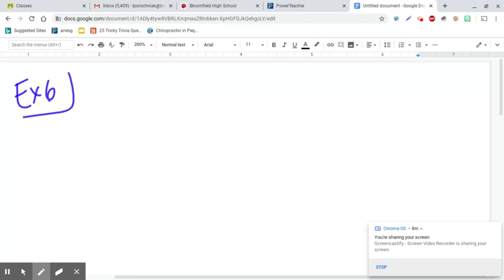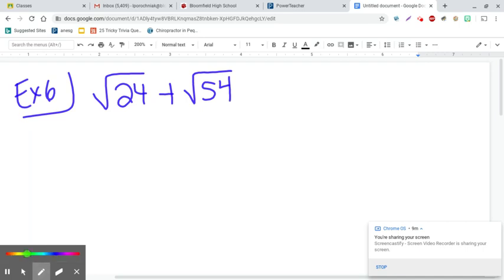Okay, we have radical 24 plus radical 54. Okay, that's what we're gonna do right here. All right, so the first thing we want to do is we want to break them down because neither of them are prime numbers. All right, so we're going to break down 24 and we're going to break down 54.